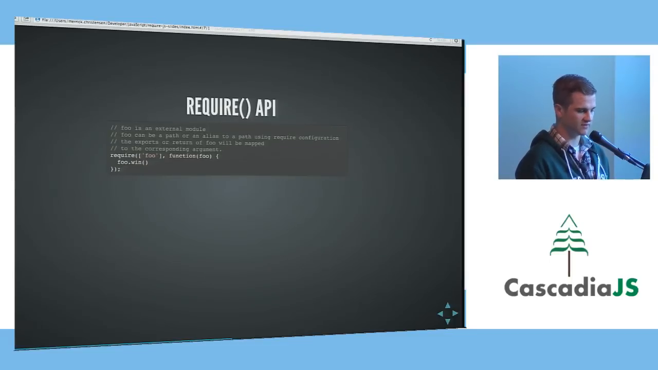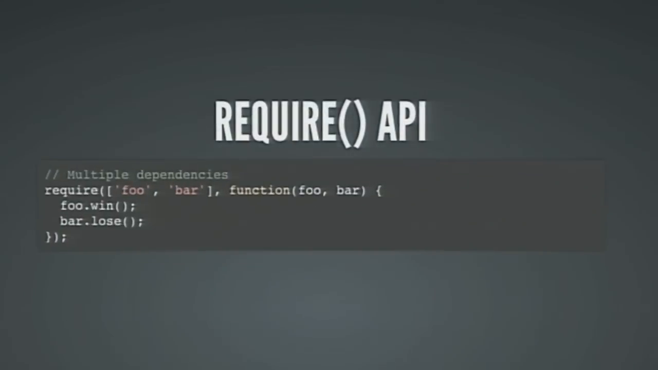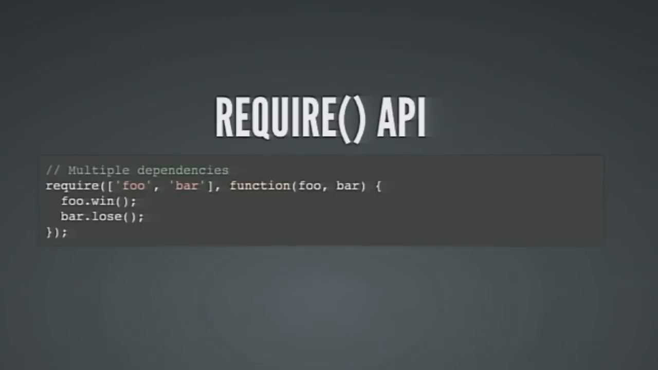So the require API looks like this. Same as define, except for you don't name it because it's not a module. You just say, I'm requiring foo, I'm going to get foo in my callback, and I'm going to execute foo.win. Or with multiple dependencies, this will download foo and bar asynchronously, and then it will execute the callback once they're both loaded.